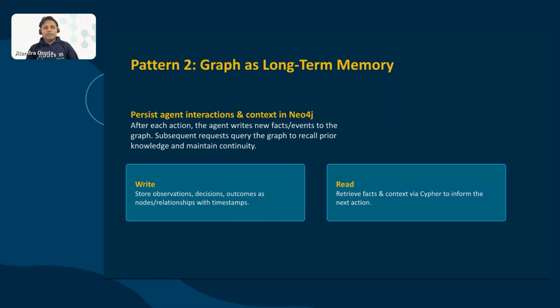In this scenario, we are looking at graph as long-term memory. Let's say that we want to persist our agent interactions and context in the Neo4j database. After each of the actions, whatever the agent writes is saved into the graph, and for a subsequent request or query, the graph is recalled prior to the knowledge graph, maintaining the continuity here.